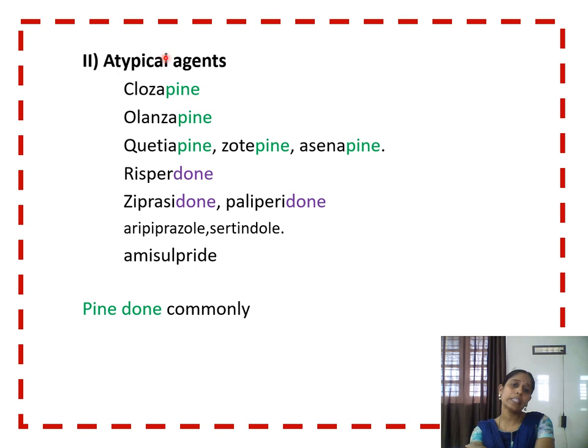Now, coming to the atypical agents. All of these have a suffix like pine or done. Mostly they will have pine or done as suffix. So: clozapine, olanzapine, quetiapine, zotepine, asenapine, risperidone, ziprasidone, paliperidone, then other drugs like aripiprazole, sertindole and amisulpride. Pine and done are the common suffixes with atypical agents. So you can remember that.